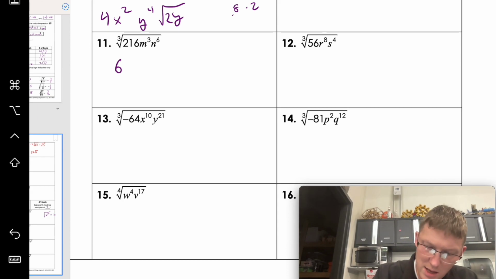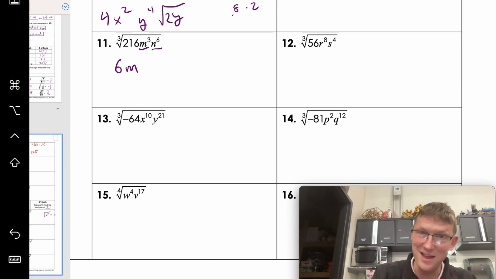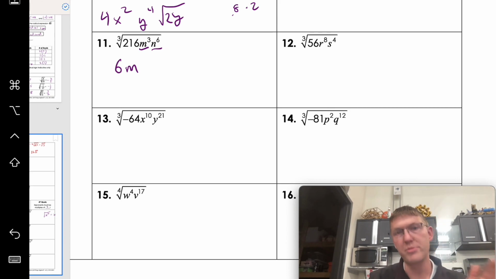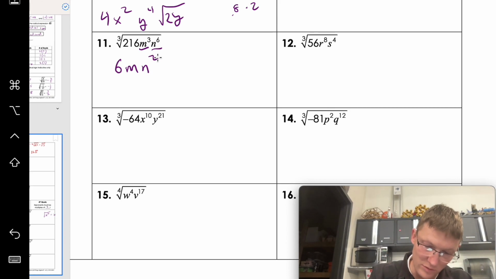And then we've got m cubed underneath a cubed root. So those are going to cancel out, and we're just going to have m left over. And we have n to the sixth, n cubed times n cubed, and those are going to cancel out, and we're going to have n squared left over.